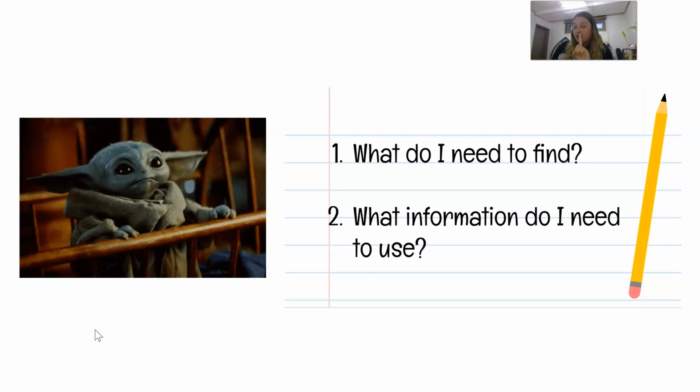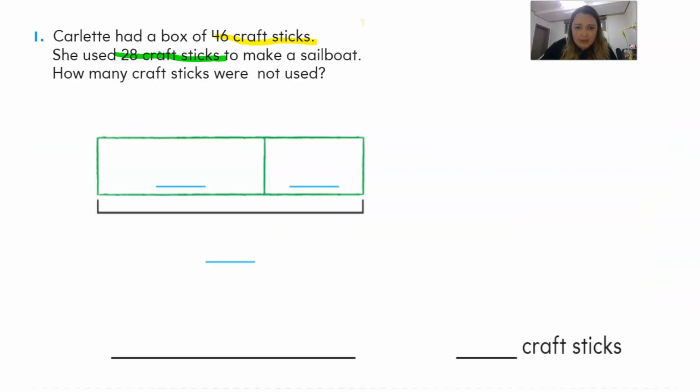First of all, what do I need to find? Number 2, what information do I need to use? Let's see, Baby Yoda. What do we need to find? We need to find how many craft sticks were not used. That's what we need to find. And the piece of information that I'm going to use is 46 craft sticks and 28 craft sticks.